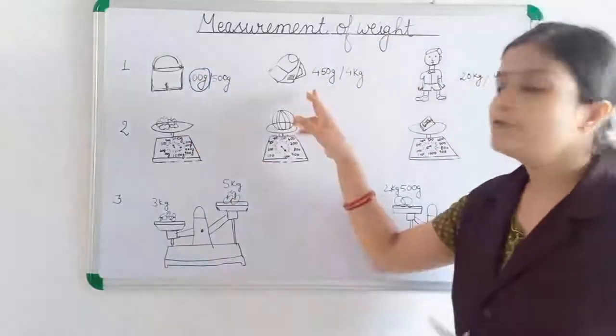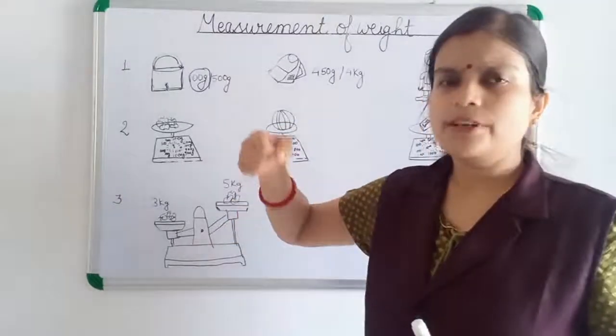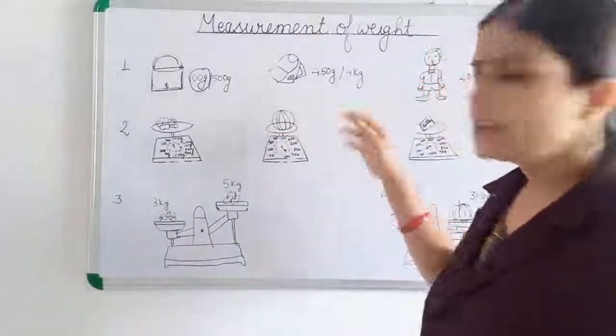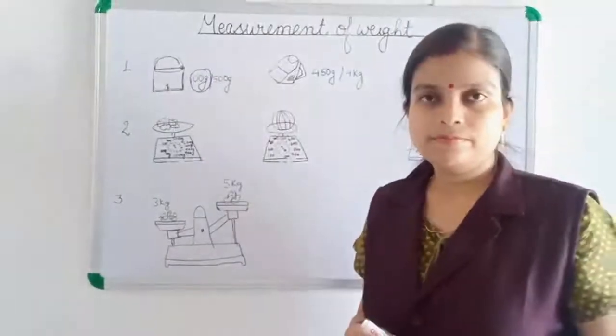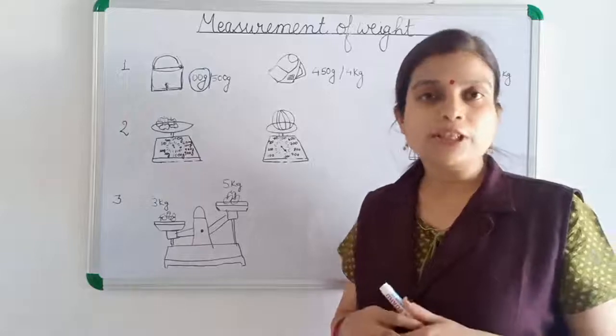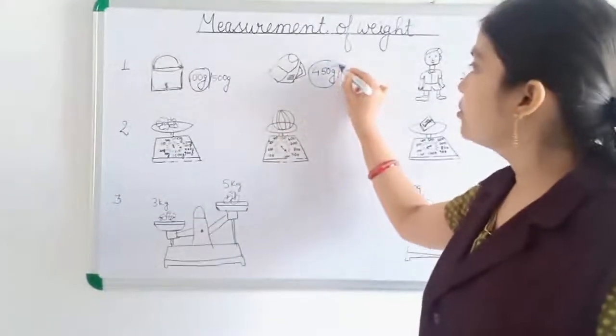Now this is the weight of your bag, okay, an empty bag. Sometimes you try to weigh it. So it is equal to 4 kg or 450 gram. 4 kg is too much. So which is more suitable? 450 gram is more suitable.